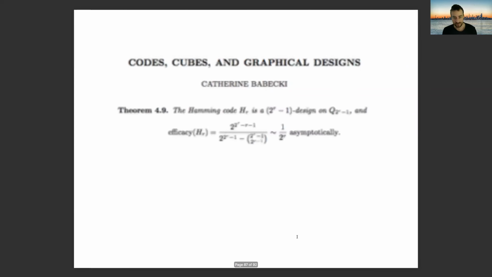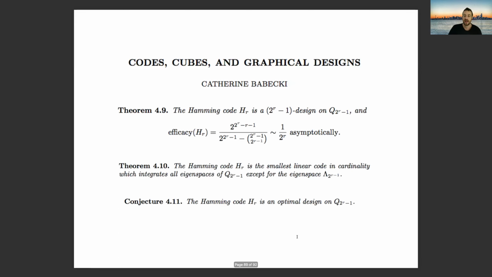So Dustin, hypercube. There's a beautiful paper on exactly this, showing that the Hamming code in the cube graph is actually an exceptional graphical design. It's really, really good. And in fact, it's the smallest possible linear code that integrates a certain number of eigenfunctions if you want them to. And Catherine has a conjecture that the Hamming code is in fact optimal. So yes, all of this also naturally interacts with coding theory. And Catherine is infinitely more qualified than me to speak on this, and she has a very nice paper on exactly this subject.